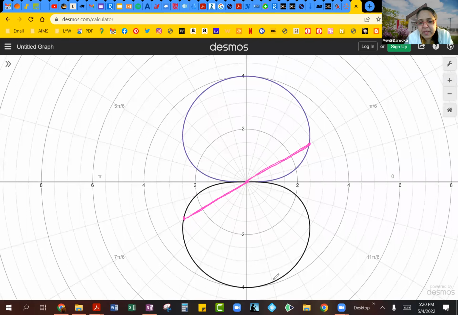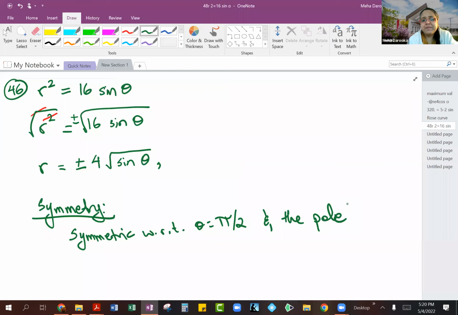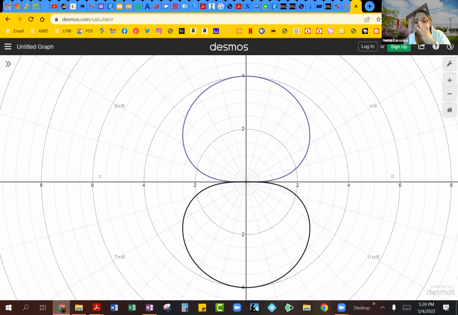So if you picked this point over here, then that means you're looking at this distance from the pole. That would be the same if you picked this point over here and you look at this distance. It's going to be the same. So this one actually, even though we didn't check for it, will have symmetry with respect to theta equals pi halves, and it also has symmetry with respect to the pole. And you can see that better in the graph.